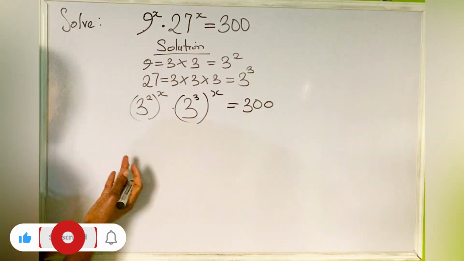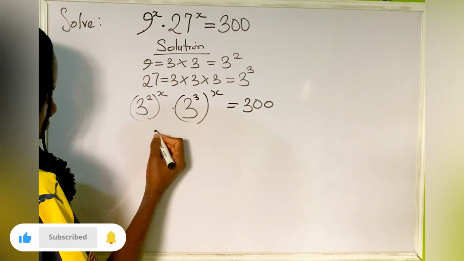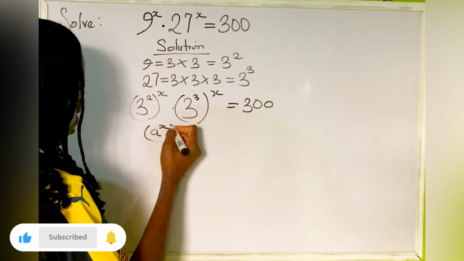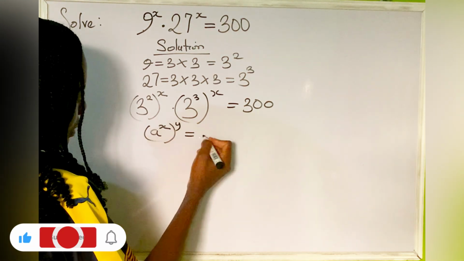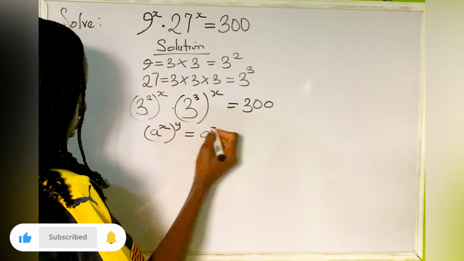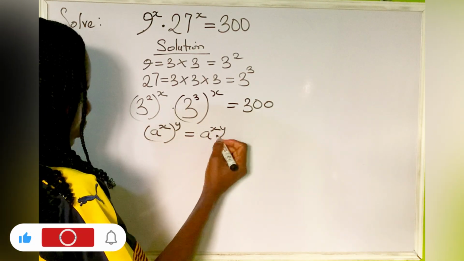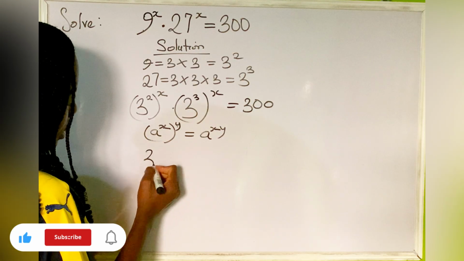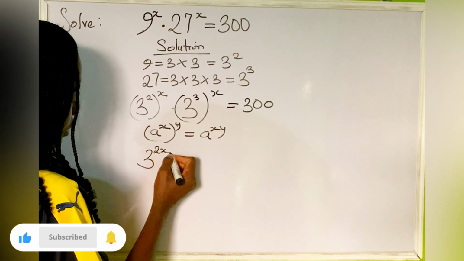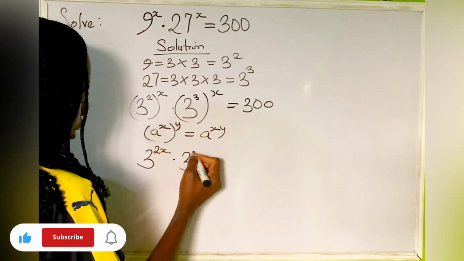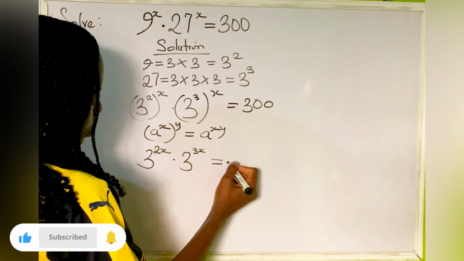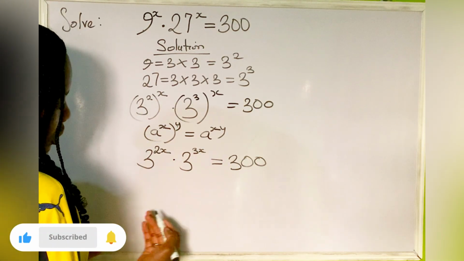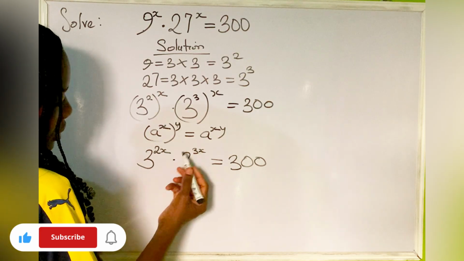All right. When you have a to the power of x, raised to power y, it's the same thing as a to the power of x multiplied by y. So the powers will multiply. So let's multiply these powers now. So this becomes 3 to the power of 2x multiplied by 3 to the power of 3x is equal to 300.